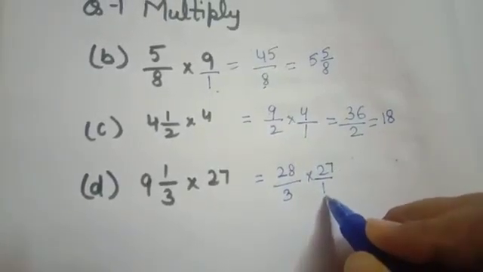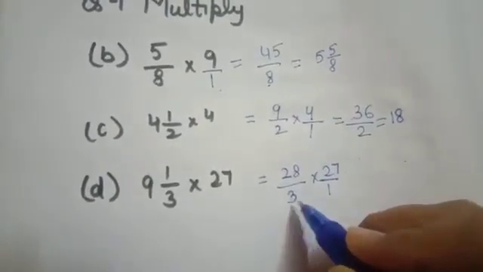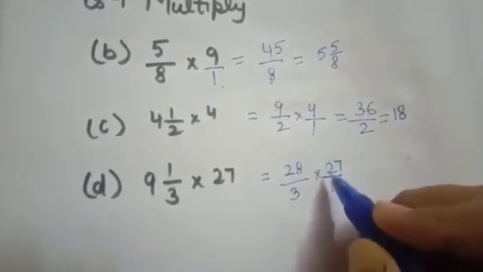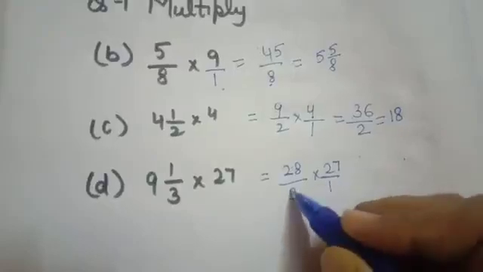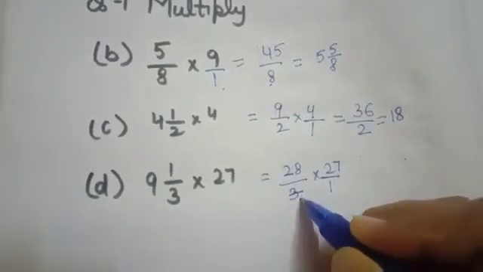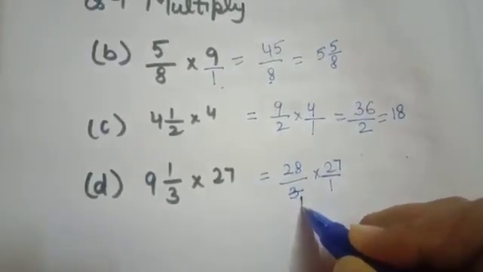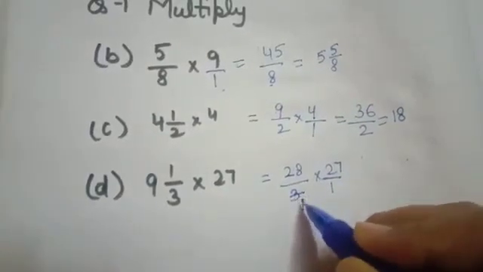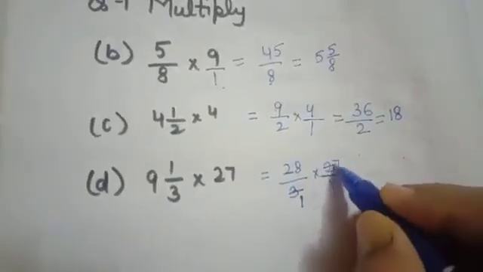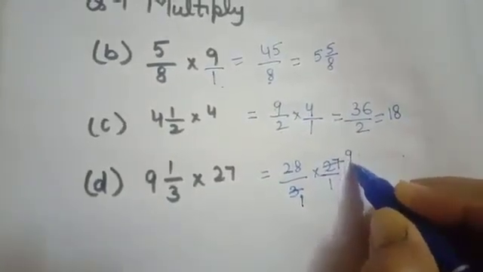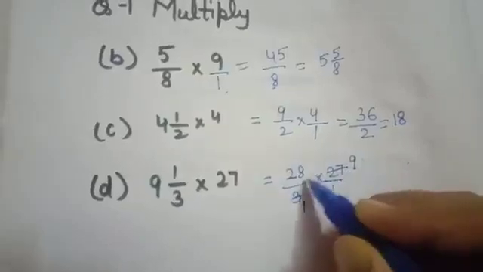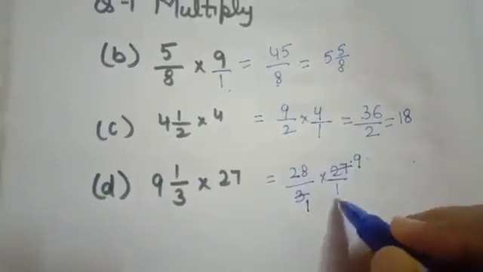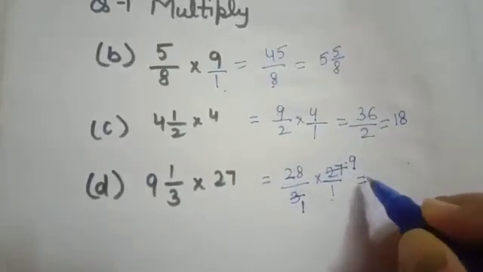Here this is 1, so we will not think about this. This is 3. Which of the numerators can be divided by 3? This 27. So division here means a new word is being used: cancellation. We cancel both the numbers at the same table: 3 ones are 3, 3 nines are 27. So now 28 will be multiplied by 9 and this one will be multiplied by 1.